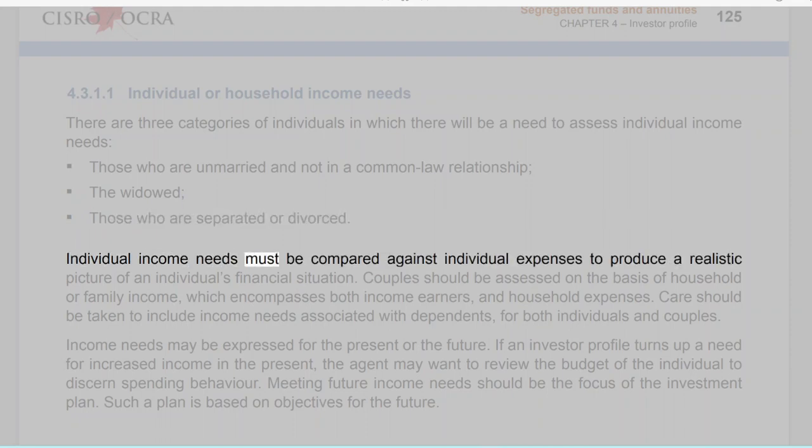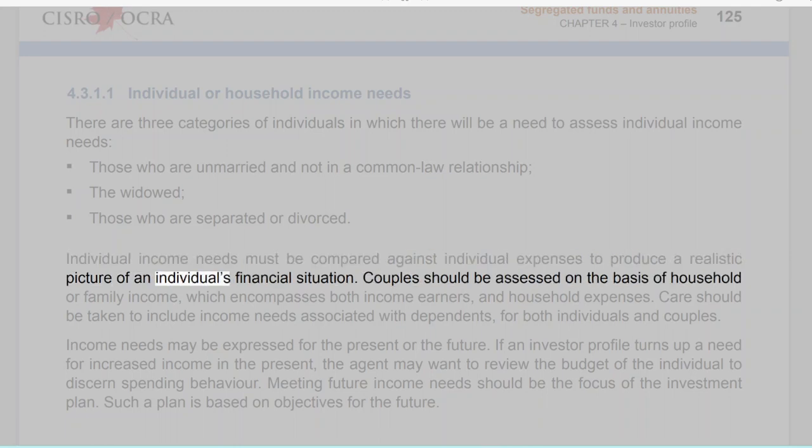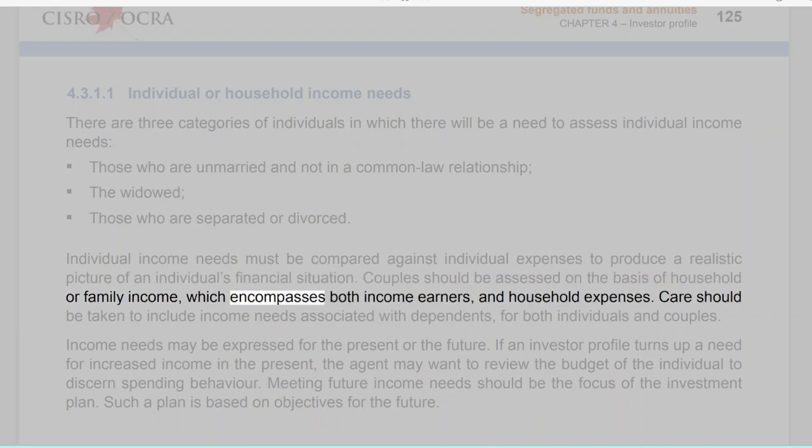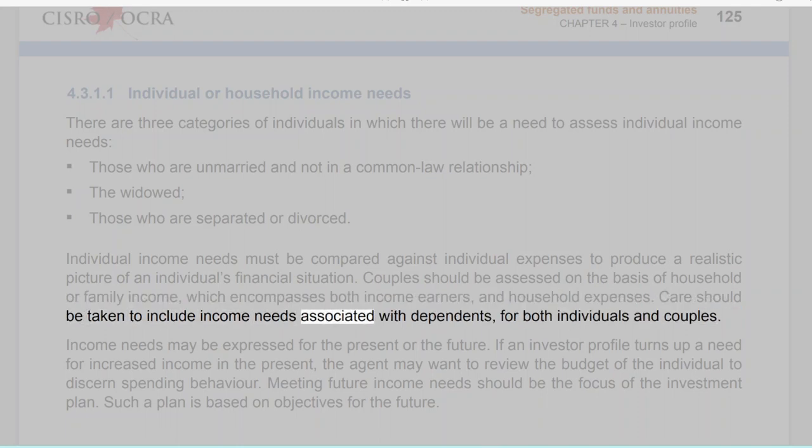Individual income needs must be compared against individual expenses to produce a realistic picture of an individual's financial situation. Couples should be assessed on the basis of household or family income, which encompasses both income earners and household expenses. Care should be taken to include income needs associated with dependents, for both individuals and couples.